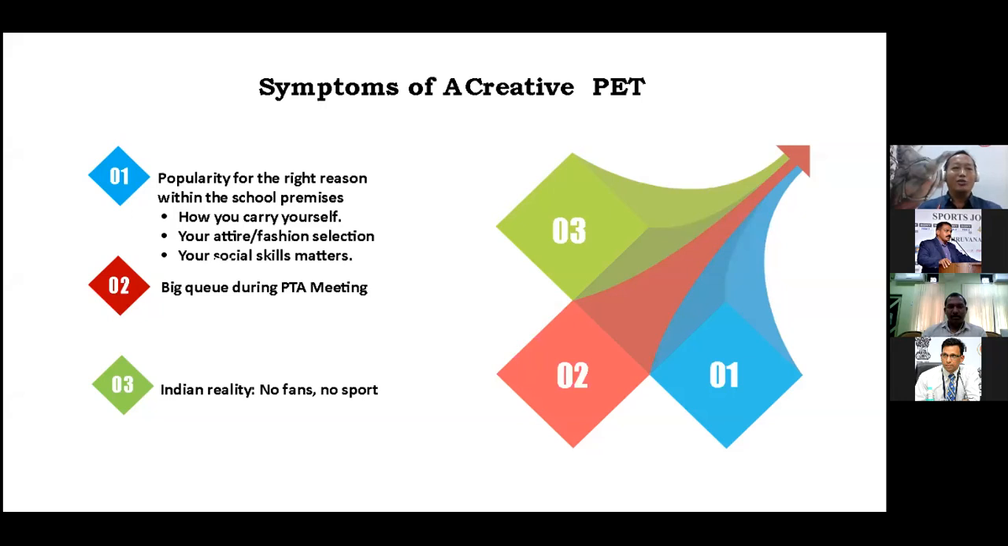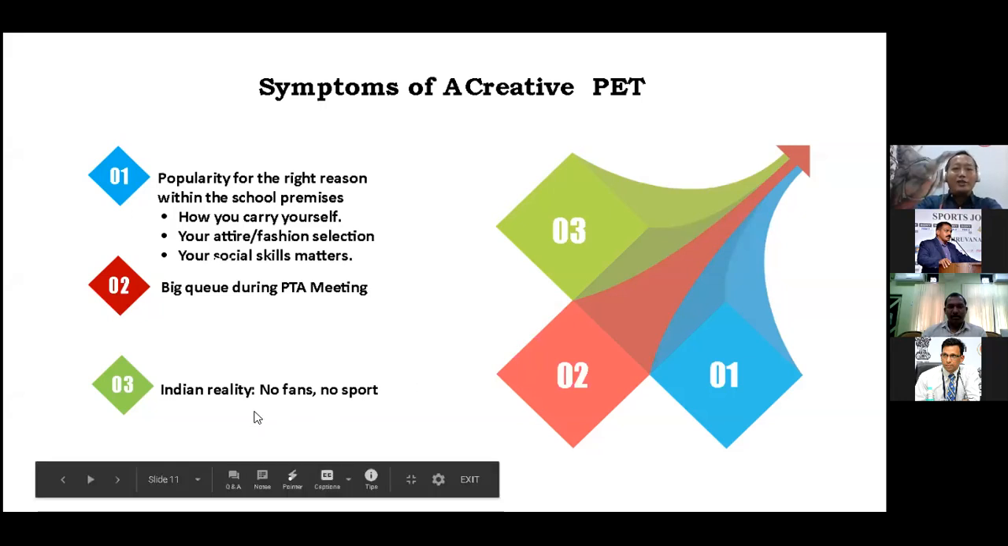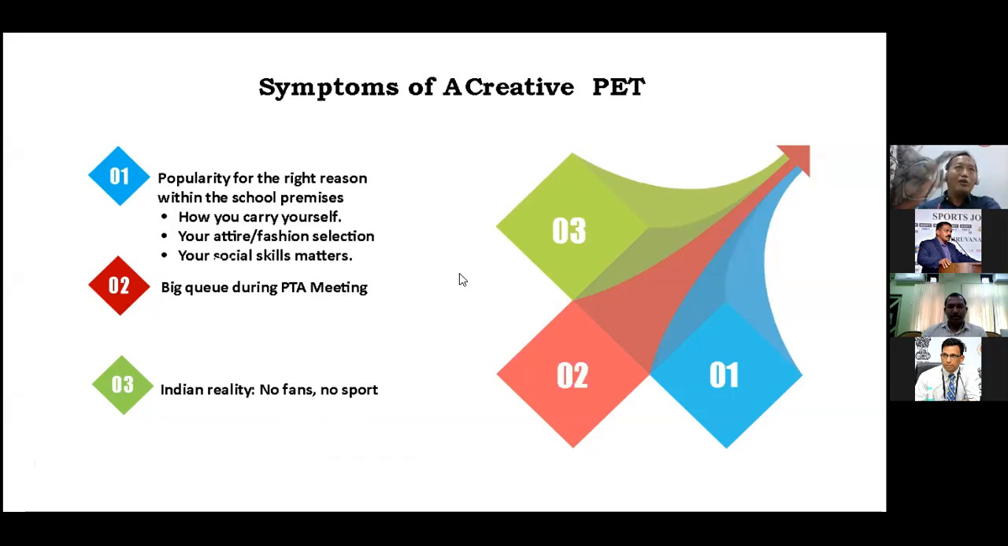And the third one, here I have listed Indian reality: no fun, no sports. What is the new reality in sports? The new reality in sports is playing in empty stadiums, right? Those of you who are interested in football or follow soccer around the world, the German League Bundesliga, La Liga, Italian Serie A, and even the EPL, they started reviving their football leagues. How did they play? In empty stadiums.